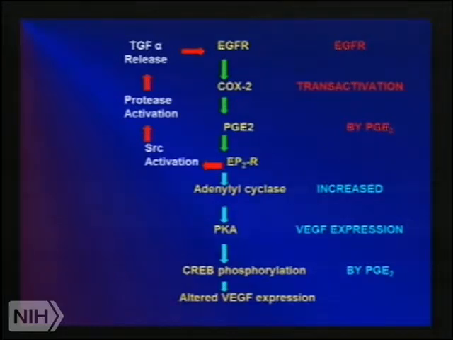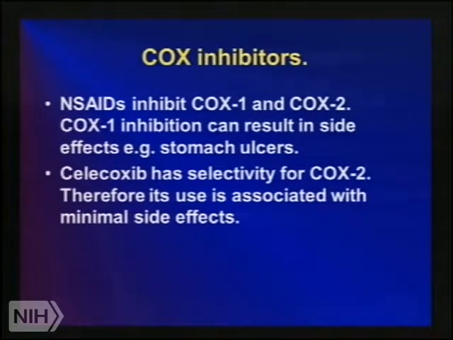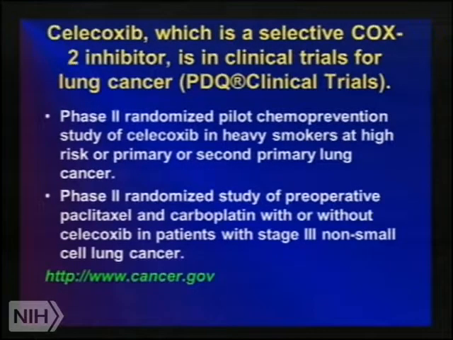So this is a fascinating process whereby one drug, PGE2, can cause all these downstream events, and in turn it can cause EGF receptor tyrosine phosphorylation, which will then increase COX-2 production, and this is an autocrine cycle right here. The traditional COX inhibitors, such as indomethacin or aspirin, can cause stomach ulcers, and subsequently new drugs were developed, such as celecoxib, which is selective for COX-2 and has minimal stomach side effects. So celecoxib is in various clinical trials to see if it can function as a therapeutic agent in lung cancer.